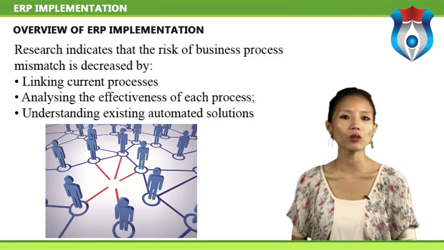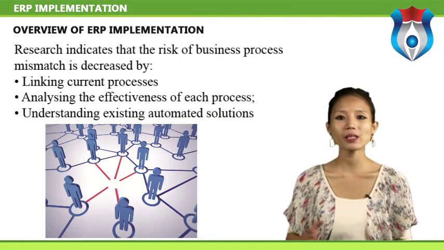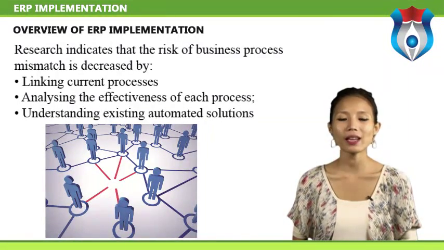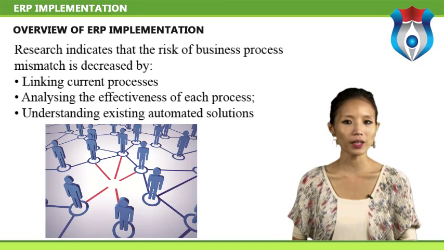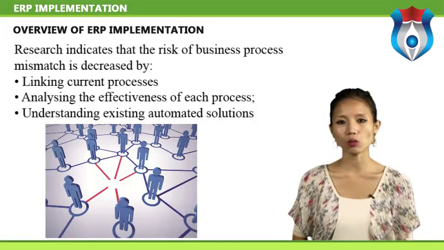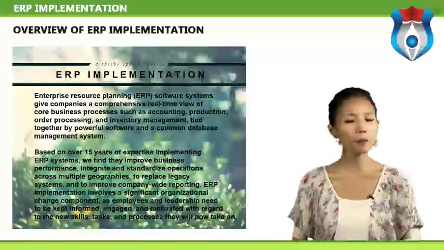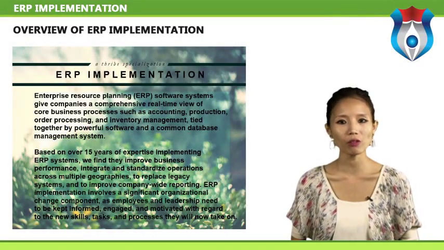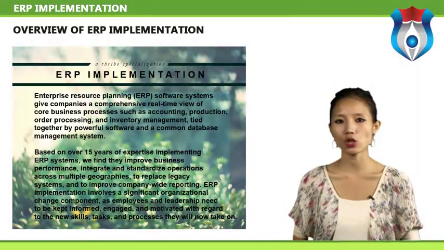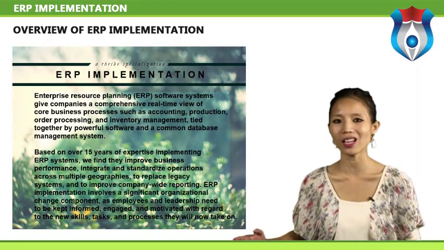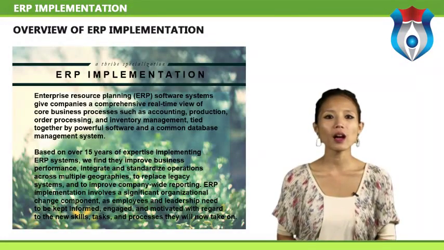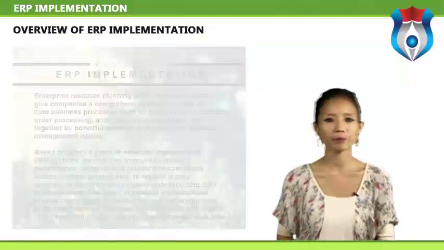Research indicates that the risk of business process mismatch is decreased by linking current processes to the organization's strategy, analyzing the effectiveness of each process, and understanding existing automated solutions. The ERP implementation is considerably more difficult and politically charged in decentralized organizations because they often have different processes, business rules, data semantics, authorization hierarchies, and decision centers.